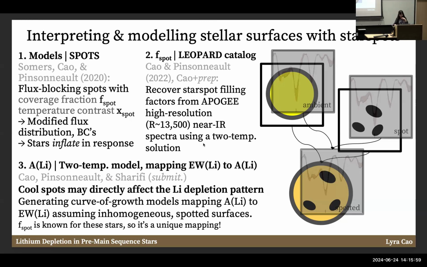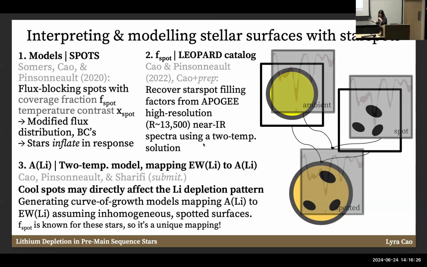Part of the work that I did in my PhD thesis, in the second step, is that I recovered star spot filling fractions by assuming a 2-temperature template for recovering star spot filling fractions from APOGEE spectra in a whole bunch of these stars. And it turns out that you actually can get a whole bunch of these really precise star spot indicators, star spot filling factors, from a whole bunch of these high resolution spectra.